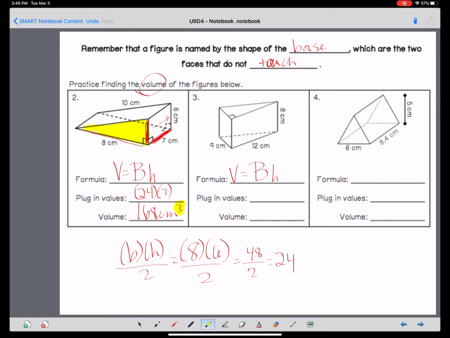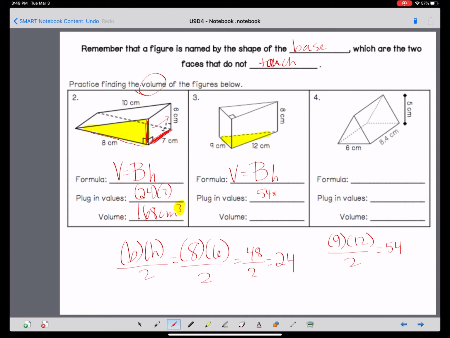I'm going to highlight my base over here. It looks like my base is 9 and my height is 12. So I'm going to do 9 times 12 divided by 2. Let's see, 9 times 12 gives me 108, and I'm going to divide that by 2, and I get 54. Okay, so here's what I have so far, 54, and now I need to times that by the height.